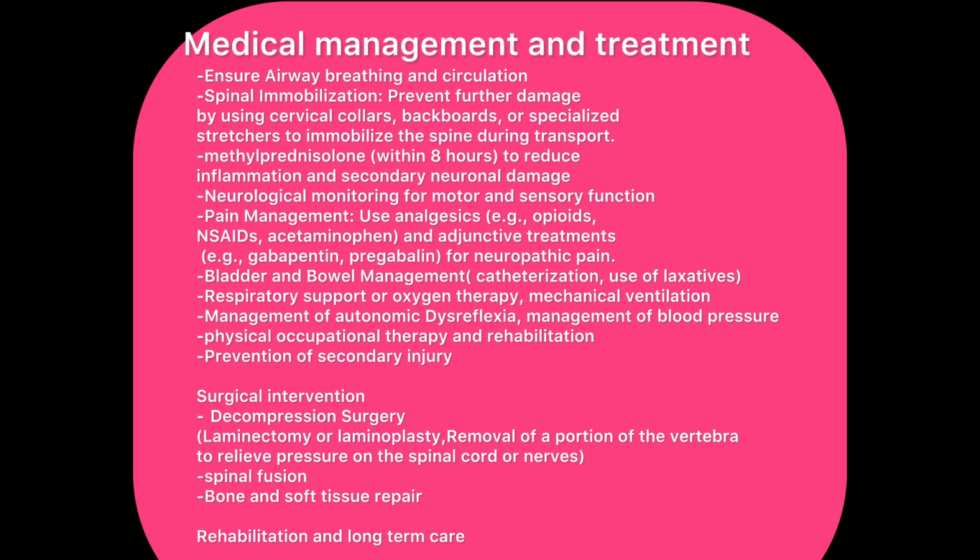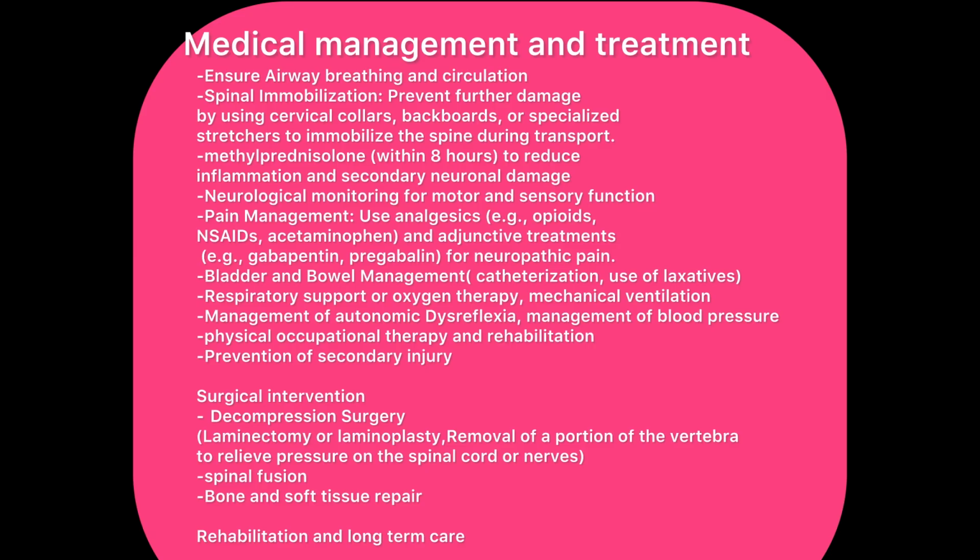For respiratory support, we can use oxygen therapy or mechanical ventilation. In case of autonomic dysreflexia, management of the patient's blood pressure, or management of this condition, is most important. Most patients with spinal cord injury need physical and occupational therapy and a rehabilitation program, and the prevention of secondary injury is important to prevent further damage to the patient.